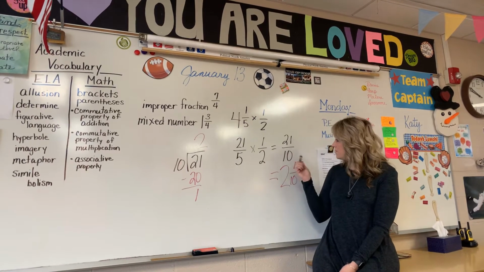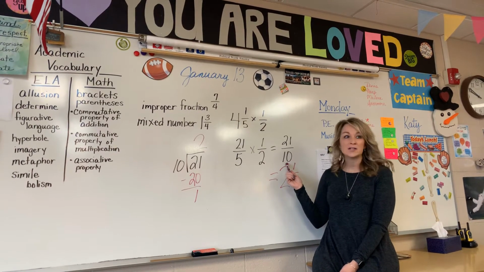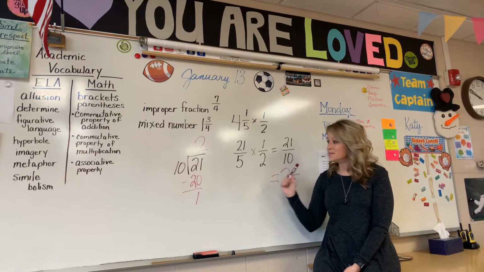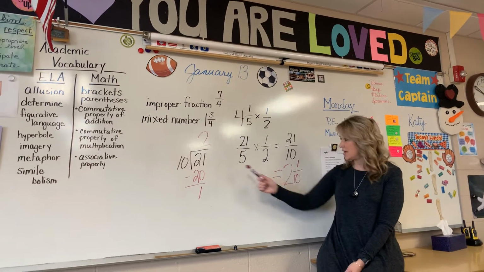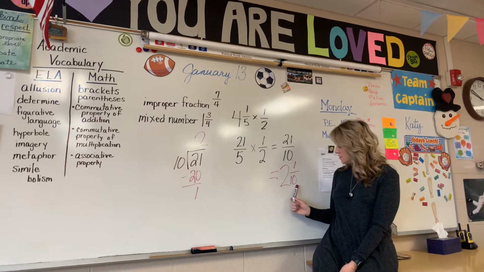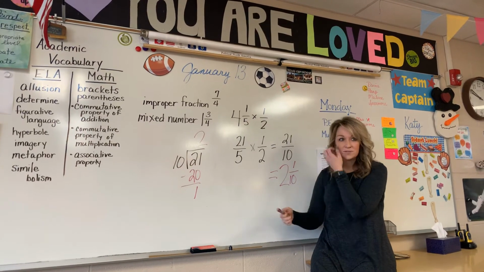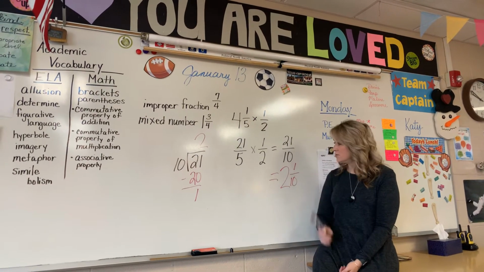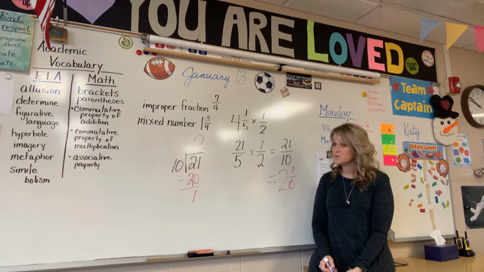Okay? I go back and look at the improper fraction that I started with. The denominator is 10. Okay? That's not going to change. So the divisor is still the denominator. And then I just have to put the remainder in the numerator spot. So 2 and 1/10.